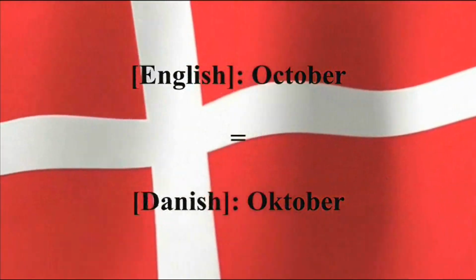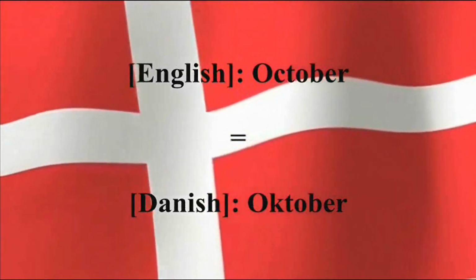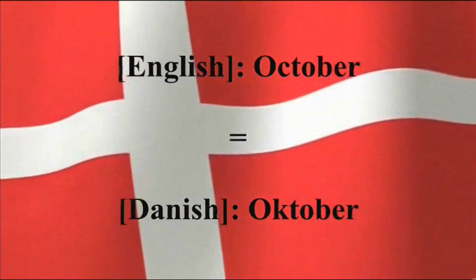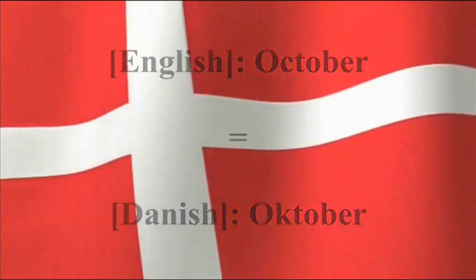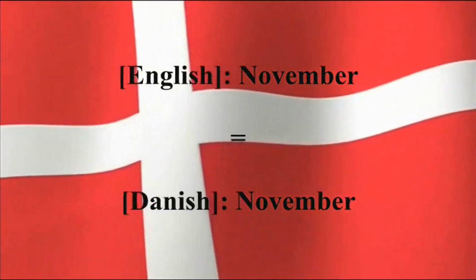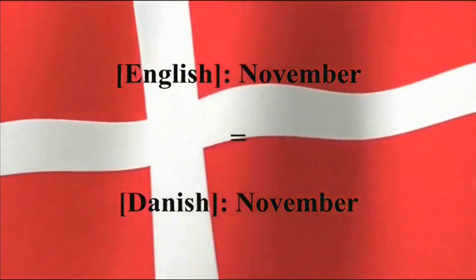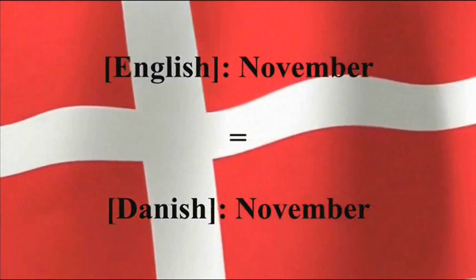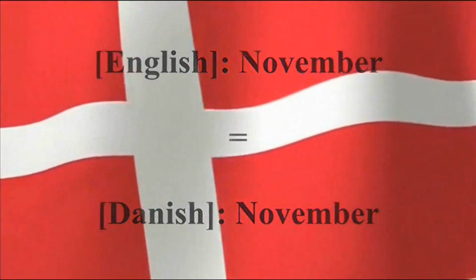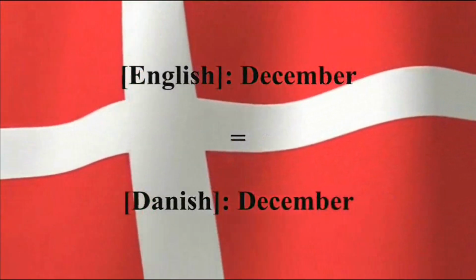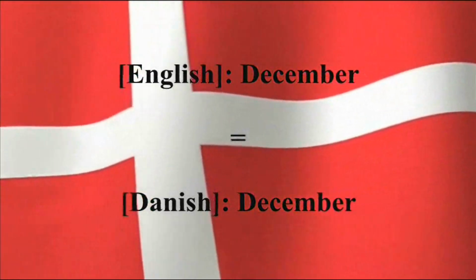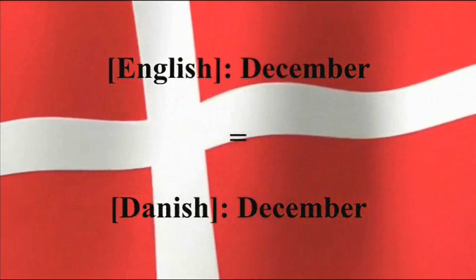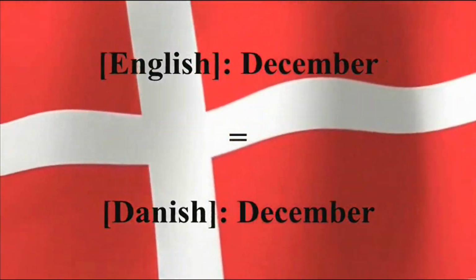October. In Danish we call it Oktober. Oktober. November. In Danish we call it November. November. December. In Danish we call it December. December.